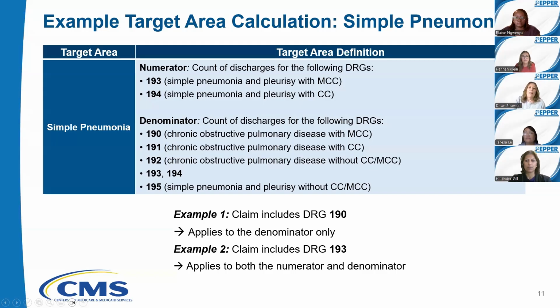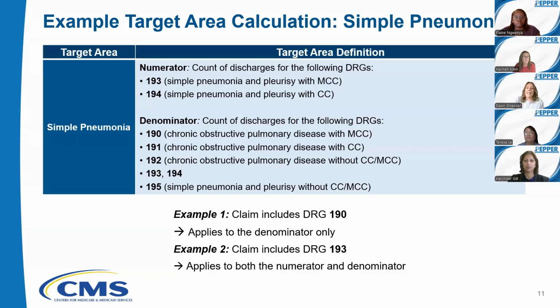Let's show an example of how a PEPPER target area is calculated. We're going to walk through a calculation of the simple pneumonia target area. The simple pneumonia target area numerator looks at the count of discharges for the DRGs 193 or 194, indicating simple pneumonia and pleurisy with MCC and with CC, respectively. The denominator, on the other hand, counts the discharges for the DRGs 90, 190, 191, 192, 193, 194, and 195.